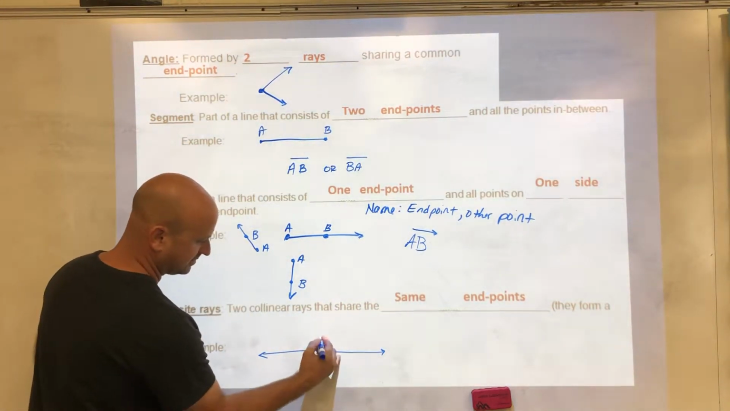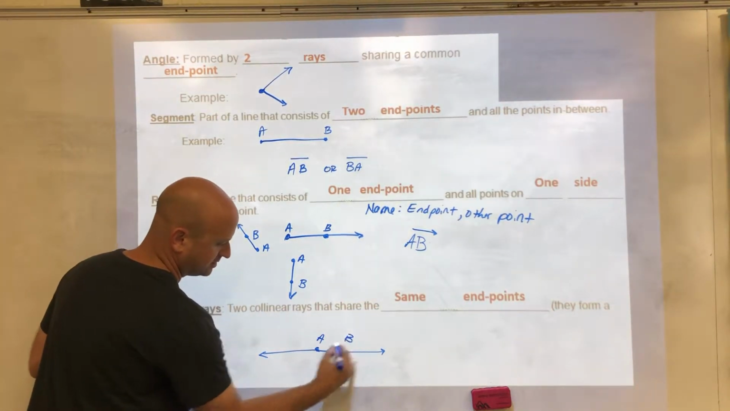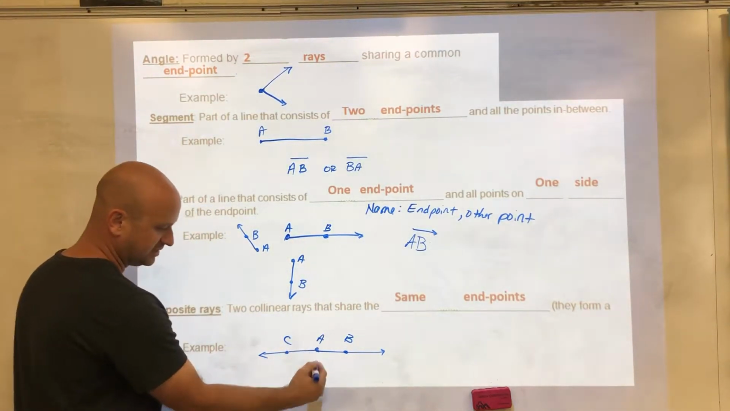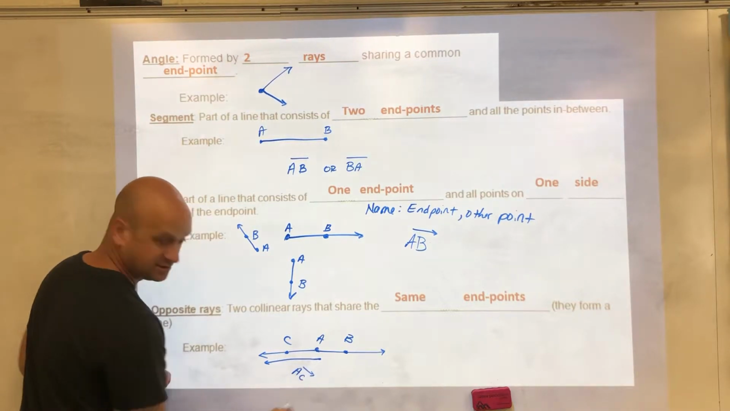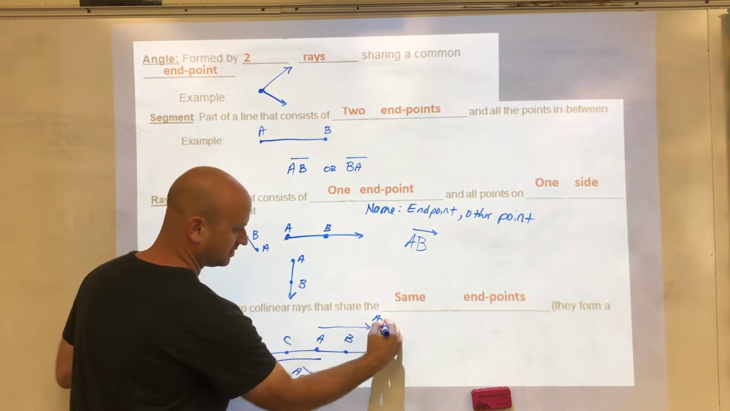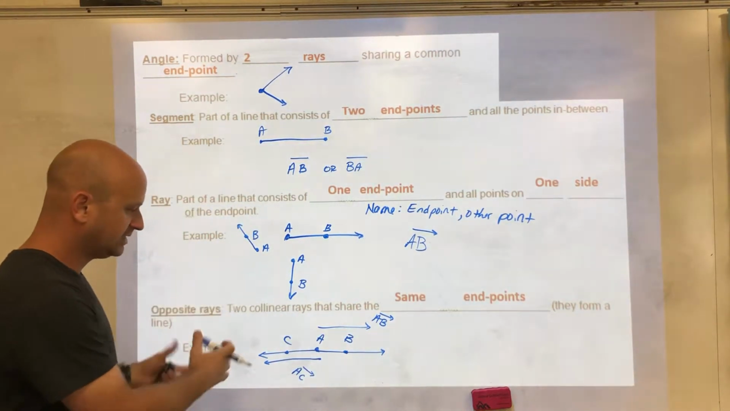So in this case, if I called this point A, I need another point to give it a name. This ray going this way would be called ray AC, and then this ray going to the right would be called ray AB, and those two would be opposite rays. That is an easy example.